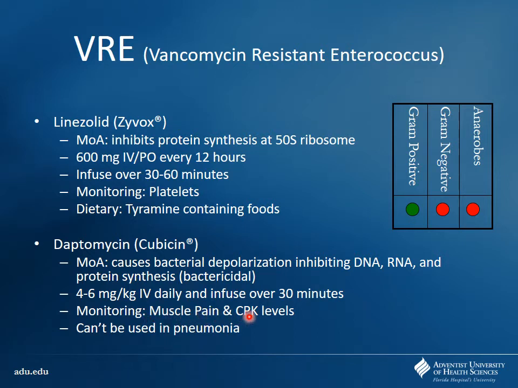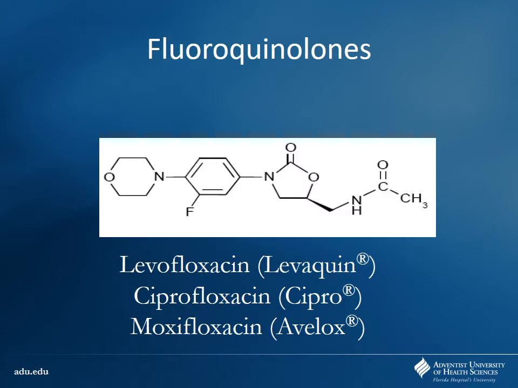watch for muscle pain, also creatine phosphokinase levels, which is another product that spills out of the muscles when they break down. And another thing that's interesting is it cannot be used in pneumonia, mainly because the surfactant in the lung will actually destroy the drug and lead it to be not useful.